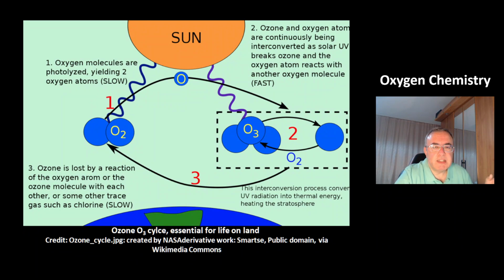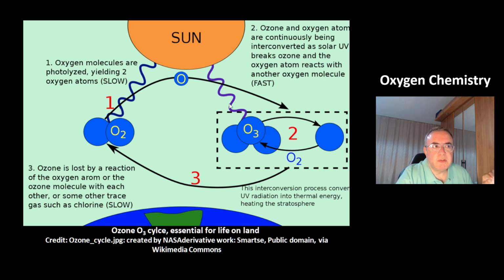This is how the ozone cycle works. This is an essential cycle for life on land. It was possible only after the invention of photosynthesis, which provided the oxygen for the atmosphere. The UV photons from the sun are absorbed by the oxygen molecules, and this splits them into oxygen atoms. They can react with other oxygen molecules, and you get O3.